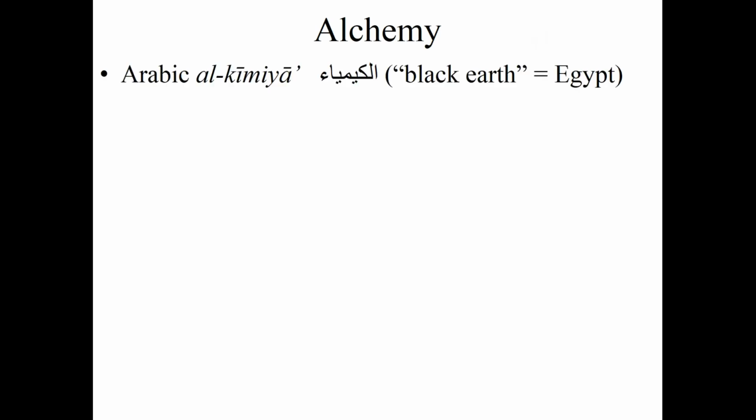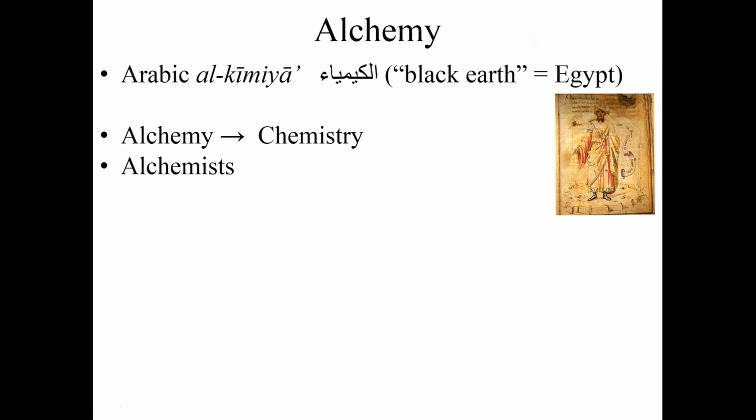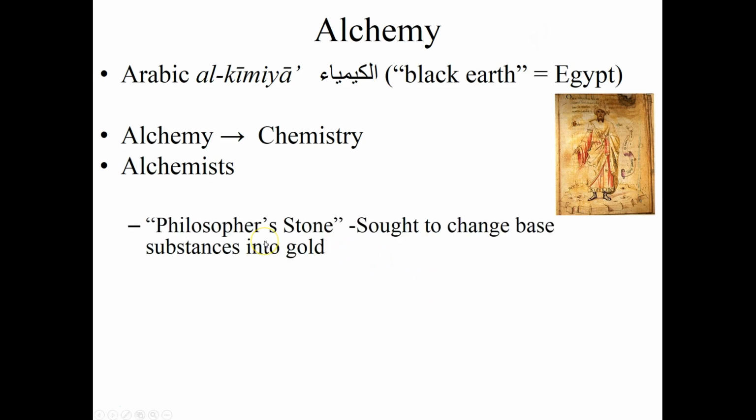Alchemy comes from an Arabic word, al-Khaimiyai, which means black earth, which we referred to the land of Egypt, the fertile soil of the Nile Delta. Geber was a famous alchemist from Egypt. So alchemy was the forerunner of chemistry. And so who were the forerunner of chemists? They were called alchemists. What did they try to do?